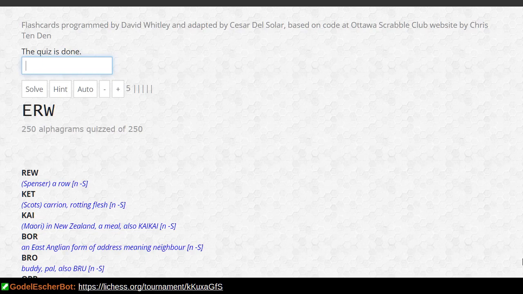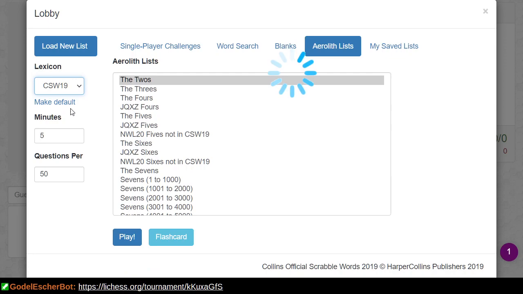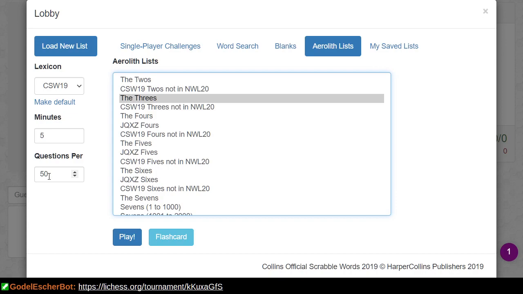They say you're supposed to take a break in order to be able to learn things efficiently. I don't know, should we take a short break here? Or should we switch things up a bit? Try Aerolith lists, the Collins word list, just all the threes, 50 per round, 5 minutes. Perhaps we'll try this.